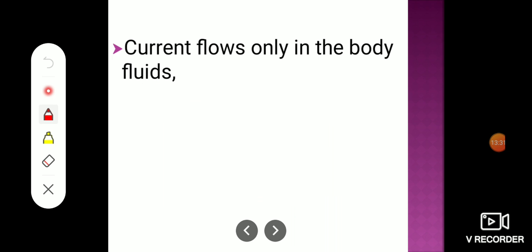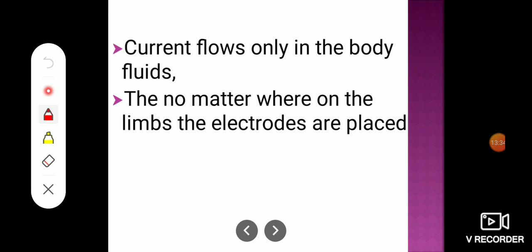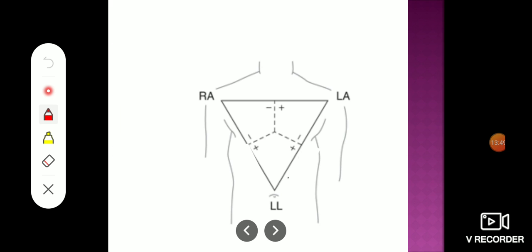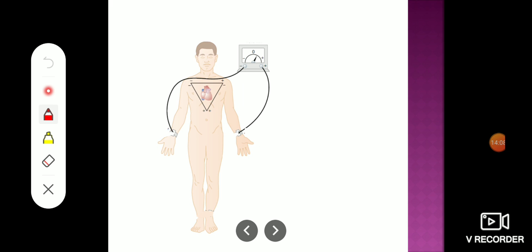So current flows in the body fluid, no matter where on the limbs the electrodes are placed. Records obtained are those that would be obtained if electrodes were at the points of attachment of the limbs. So basically the machine will amplify whatever potentials are coming towards it. So here we can see classically AVR, AVL and AVF. Like this, three different pictures are visible based on the direction from which we are picking up the currents.